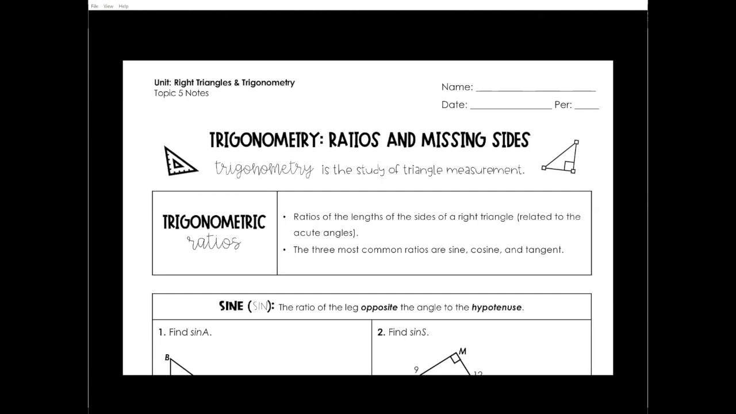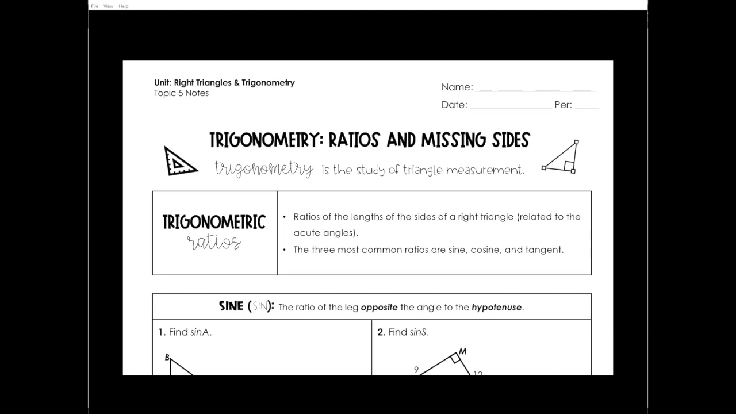So now what we're going to do is we're going to talk about trig ratios first. And a ratio, like we've talked about with similar triangles, like we talked about when we were doing special right triangles, is simply a ratio or a comparison of the lengths of the sides of a right triangle. So just like the Pythagorean theorem, for trigonometry, and for these ratios we're going to talk about today, they need to be in a right triangle.